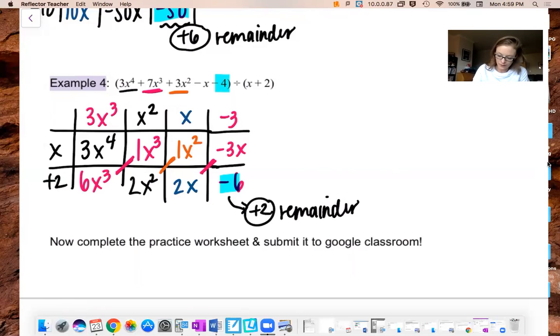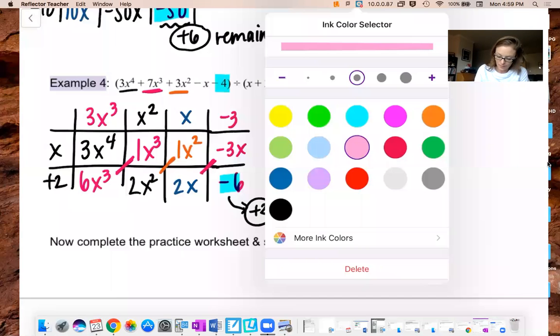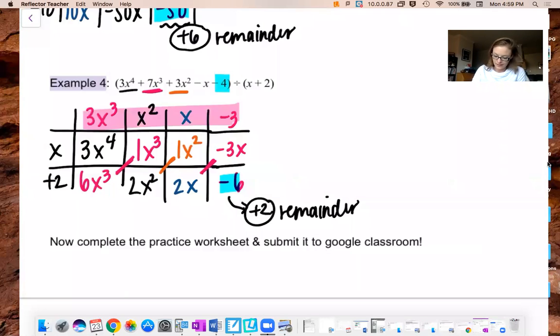Okay, and then remember that your final answer to this is just the top part of your box. So whenever I take these two things and divide them, the final answer to this is going to be 3x cubed plus x squared plus x minus 3. You have a positive remainder, so plus 2 over, and then what I was dividing by was x plus 2. So then that's going to be your final answer.